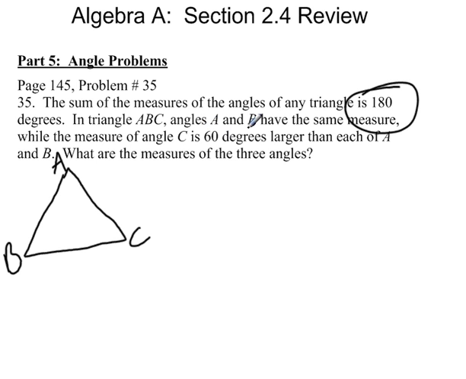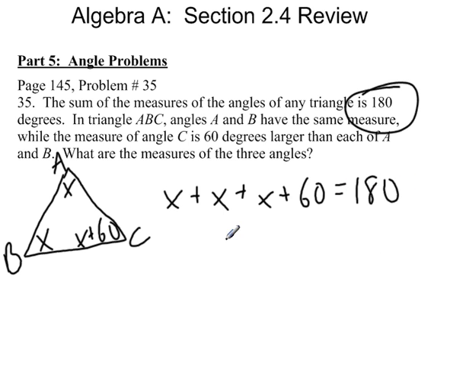It says angles A and B have the same measure. I'm going to go ahead and put an X in both A and B. C is 60 degrees larger than either one of those. C has to be X plus 60. Now once you get that set up, your total is 180, so you have X, which is angle A, plus X, which is angle B, those are the same, plus X plus 60, which is angle C. Let's set that equal to 180 degrees.